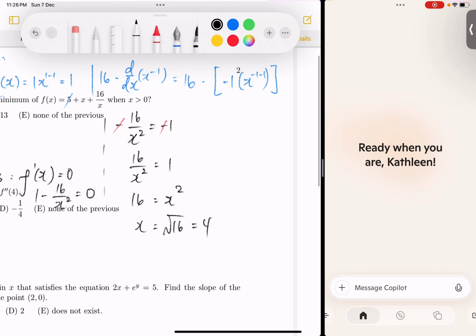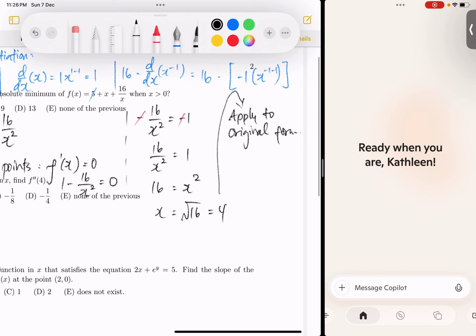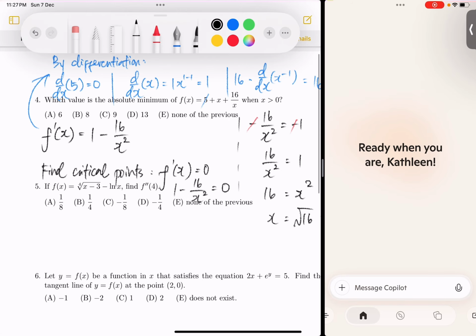Now, the last thing that we have to do is to apply it to the original formula. Sorry, I can't write it anymore. Okay, let's do it properly. Then it equals 5 plus 4 plus 16 over 4. That equals 5 plus 4 will be 9, plus 16 over 4. 16 over 4 is 4, 8, 12, 16, will be 4. The answer is 13. So the answer is D.